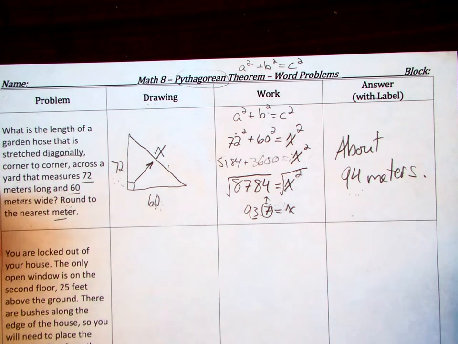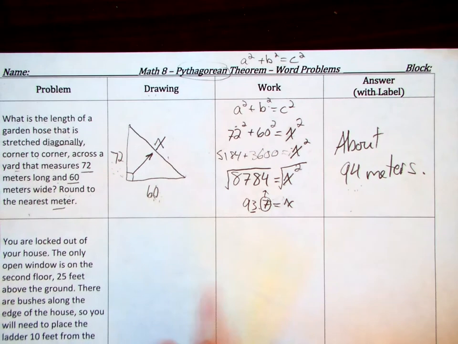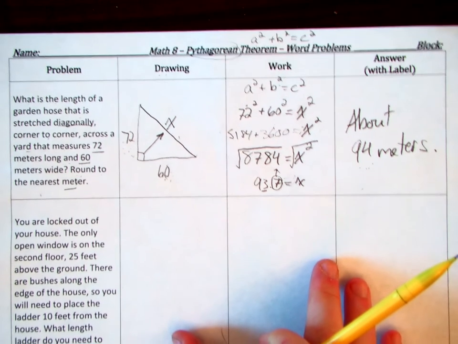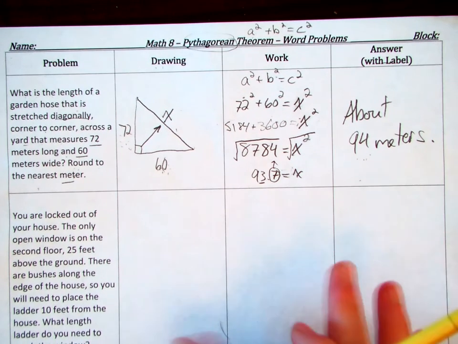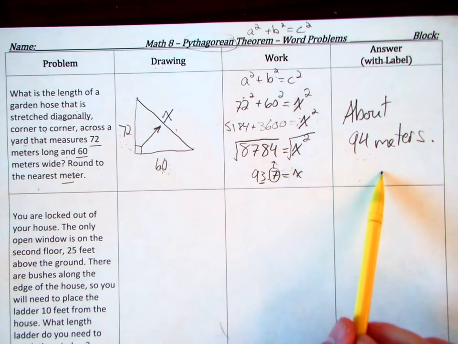Alrighty. So again, make sure that you are drawing it. So again, show the picture. Make sure you're using keywords to find what it should look like. Show the work, and then have your answer to the right.